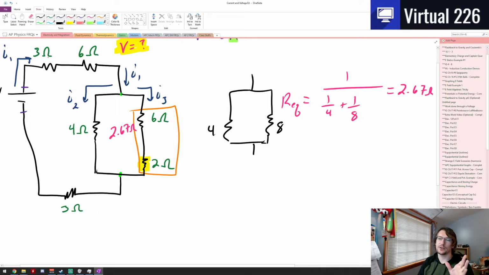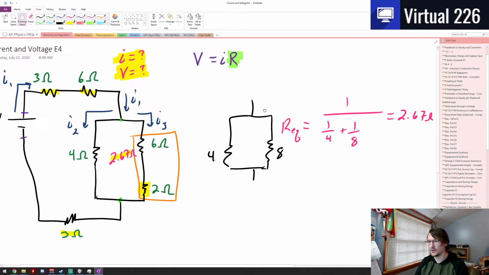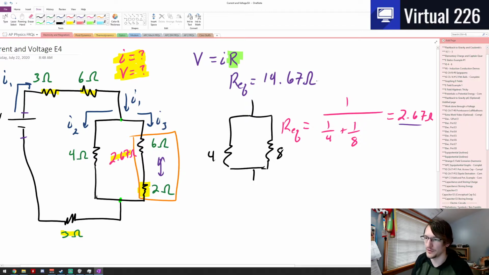What I can do is I can say, look, the 3 ohms up here and the 6 ohms are in series. I can just add them together. 3 plus 6 is 9, plus 2.67, so that's going to give us 11.67, plus another 3 is going to give us 14.67. So I know that my equivalent resistance across this entire circuit is going to be 14.67 ohms. I had to do the parallel branch first, which meant that I had to do this little bit of series right here with the 6 and 2. Once I got that, I got the 2.67, and then everything from that point was in series. I could just add it together to get the equivalent resistance.